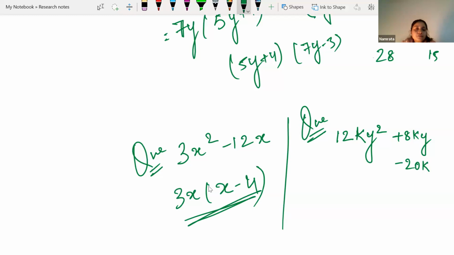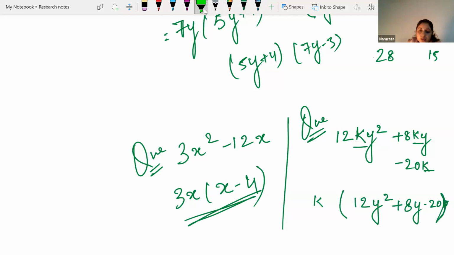So this was quite easier. Every time we don't have to think about the approach we applied in the previous question. Now the next one, if you see, this is k, this is k, this is k. So at first we can take out k common, and now we end up having 12y square plus 8y minus 20, with k outside. Now the outside k is okay, but inside the bracket again we ended up getting a quadratic form. Now again we need to factorize this quadratic form by applying the previous method only.